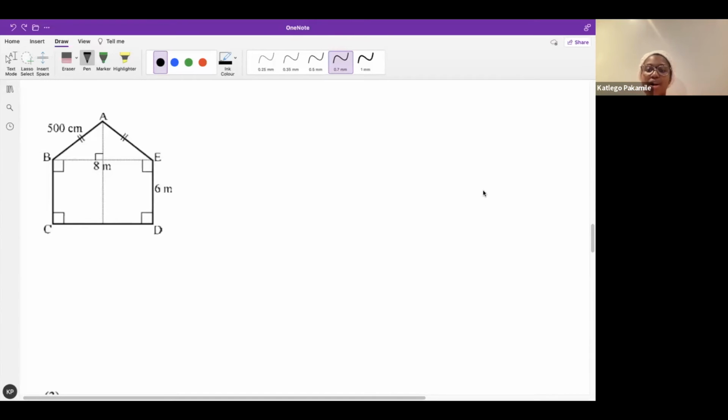There we go, longer length, okay? The length is 8 meters and the breadth is 6 meters. Remember, in a square, they would both be 8 or they would both be 6, okay? So now we know this is a rectangle. Now, I don't know where to start. Let's start with the area of the rectangle.